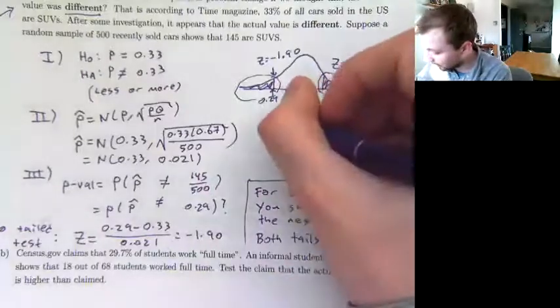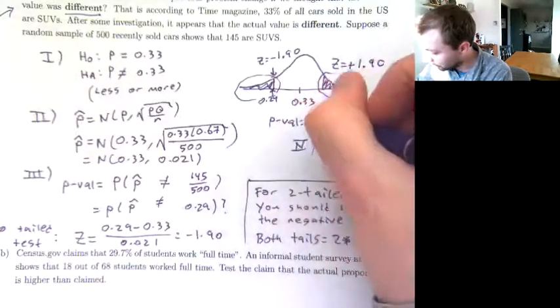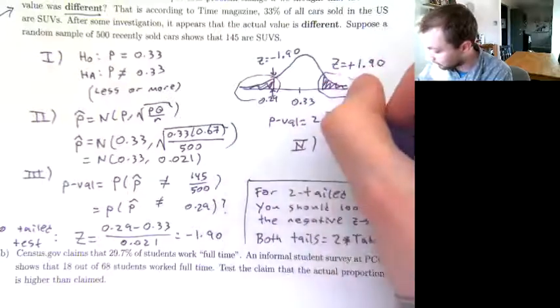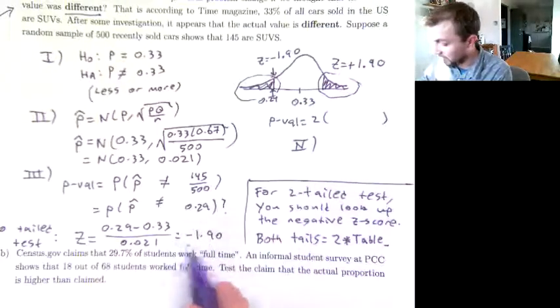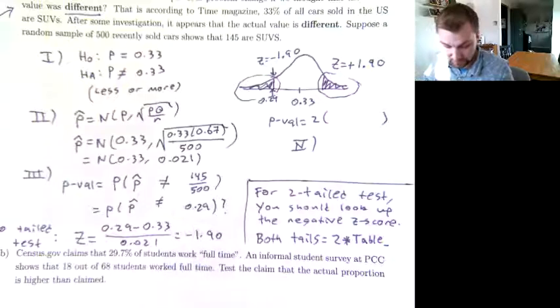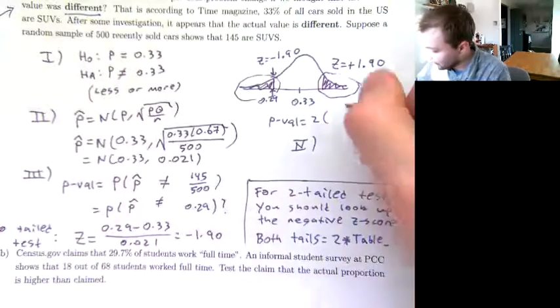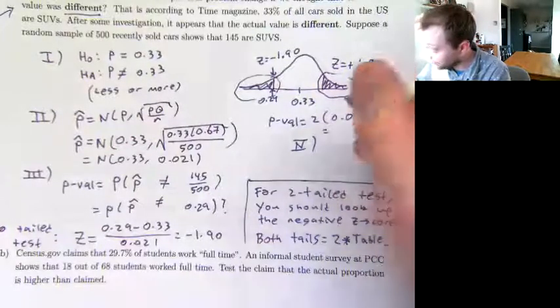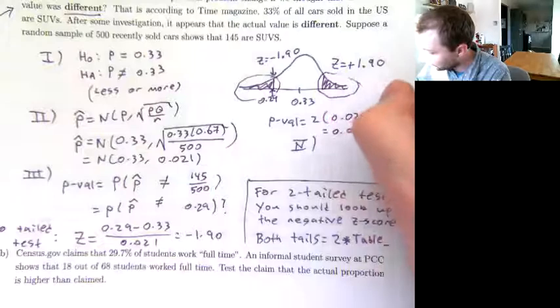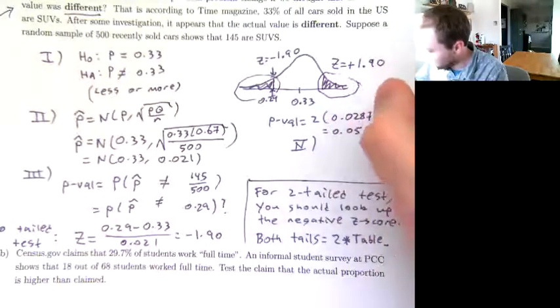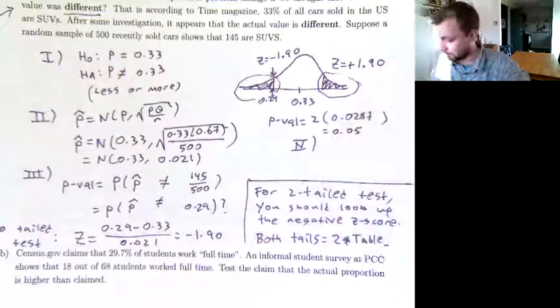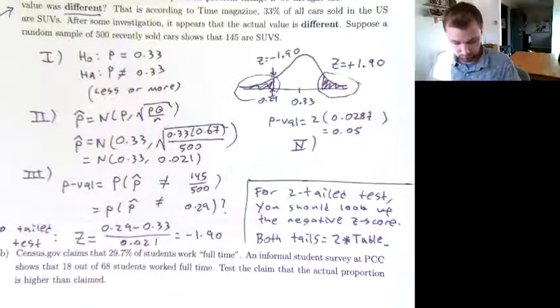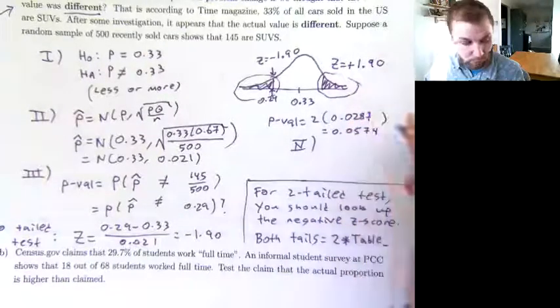So in this case, my p-value is going to be equal to 2. I have 2 tails. My table value, I'm going to look negative 1.90 up in my table. When I do that, I get 0.0287. When I do 2 times this, I get 0.05. I'm going to type it into a calculator. 0.74.